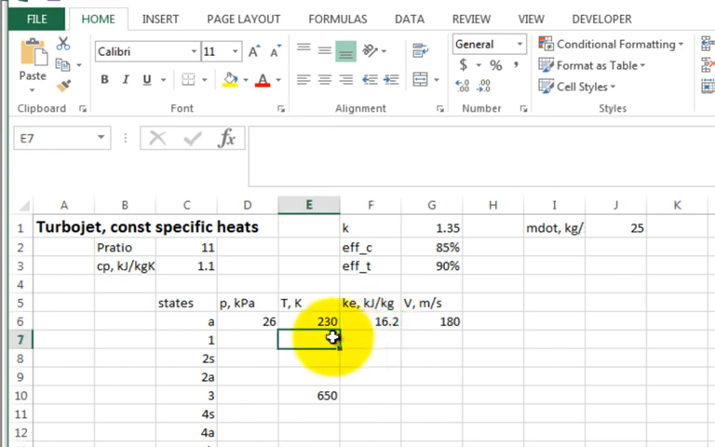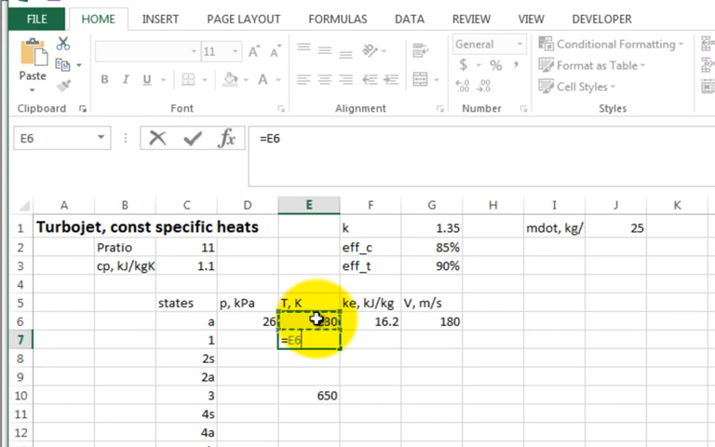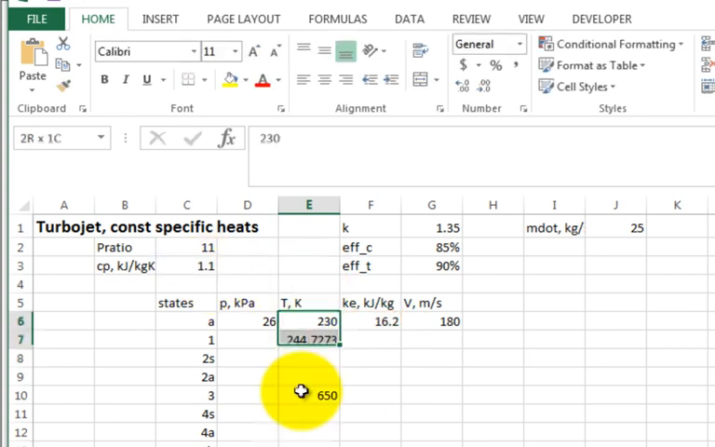From our energy balance, we know that the temperature at 1 goes up, doesn't it? And it goes up, it increases from 230, I'm implementing my equation, by that kinetic energy divided by the specific heat at constant pressure. So it goes up. I'm going to clean up the digits here so it looks a little better.